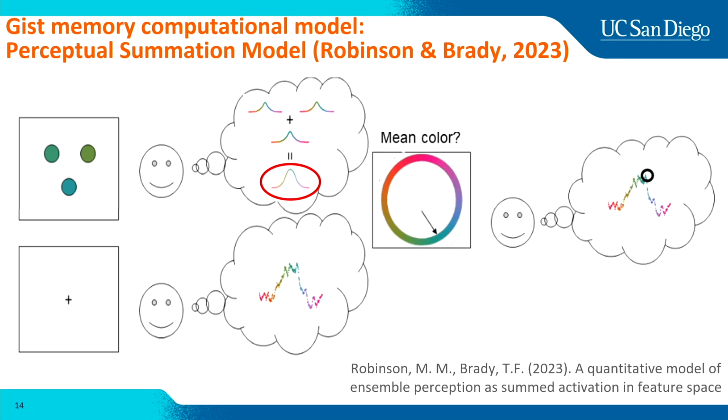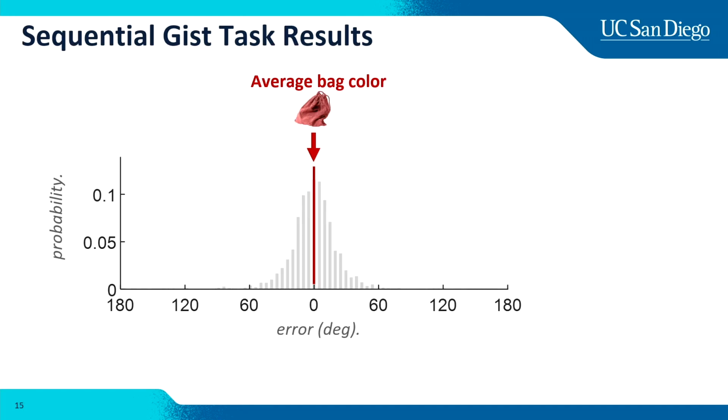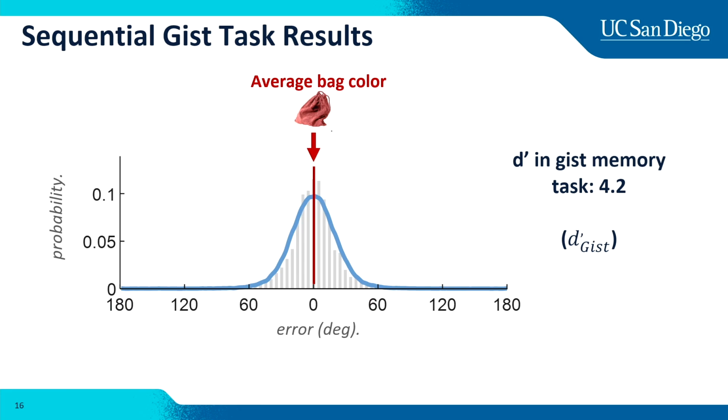When you're asked to report the average color, you are essentially just picking the value that shows the strongest memory signal in this noisy memory representation. So that's the model. Next, I will show you the data and its model fit. So here is the data from the gist memory task. And we estimate the d-prime for the gist memory task by using the perceptual summation model. We call it d-prime gist, and the best fitting d-prime is 4.2.